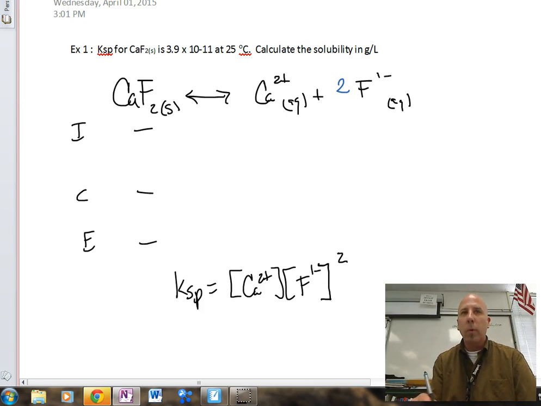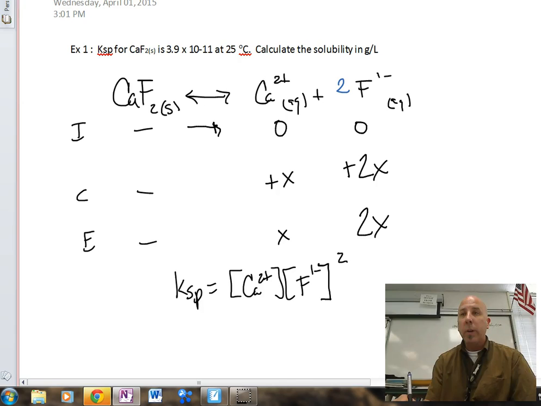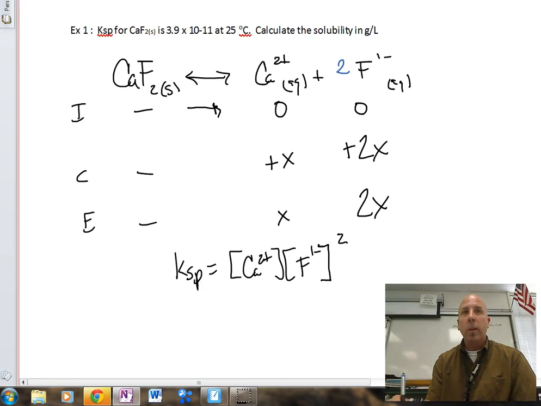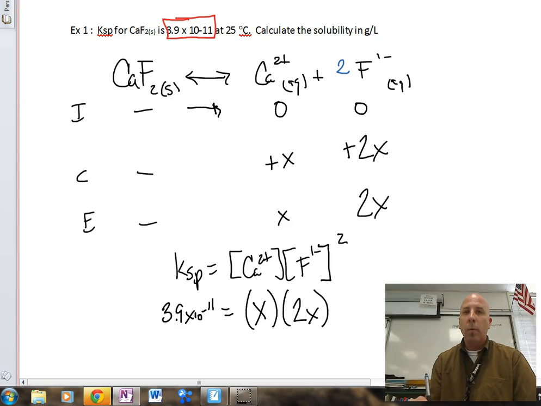Now we're going to kind of work this backwards. We know our reaction is going to the right. We don't have any of this. We're going to have plus x here, and plus 2x there, x and 2x, and that's all we have to work with. But we do know some other information. Up here we have 3.9 times 10 to the negative 11th as our Ksp value. So we're going to go 3.9 times 10 to the negative 11th is equal to. Now what I'm going to do is plug in my unknowns, which I have x and also 2x, and we're going to have to square that.